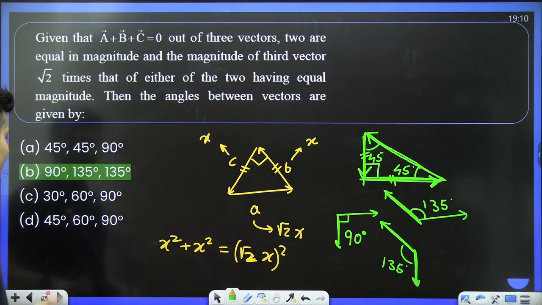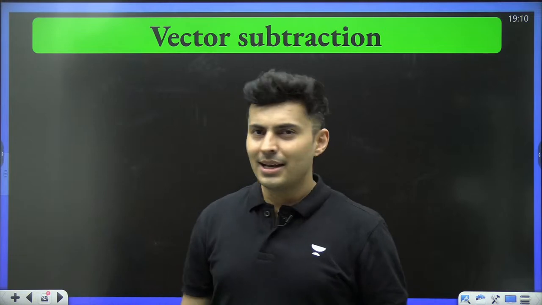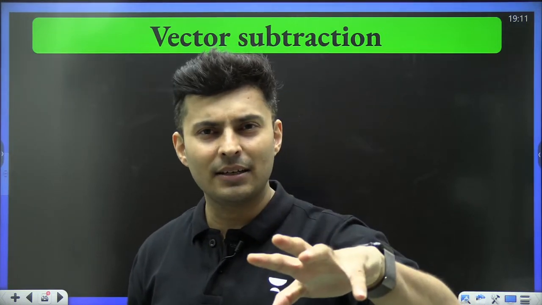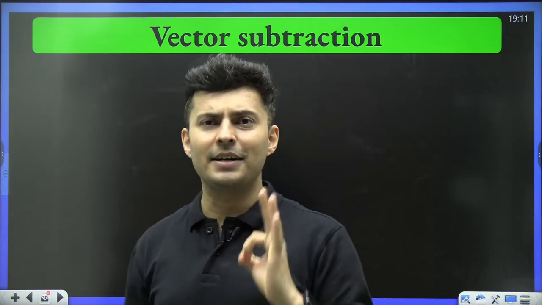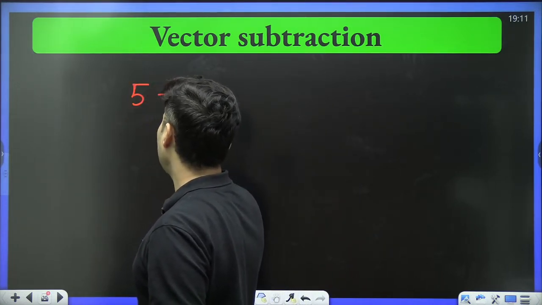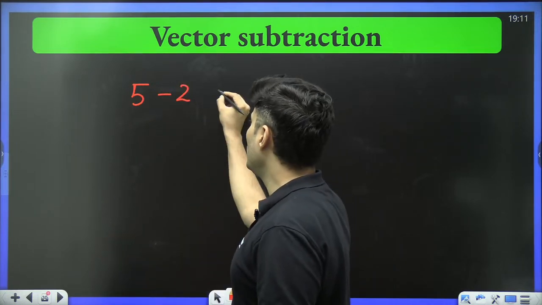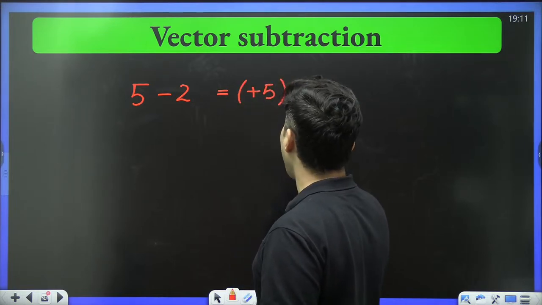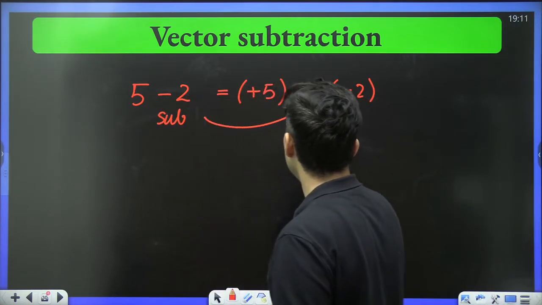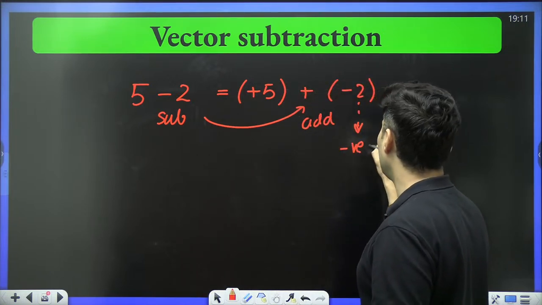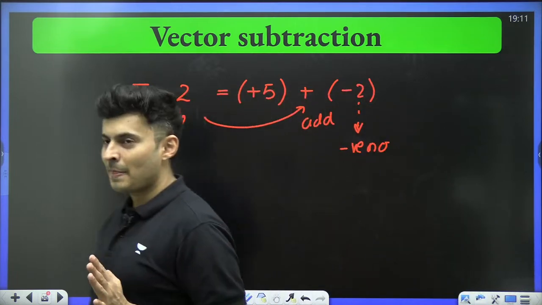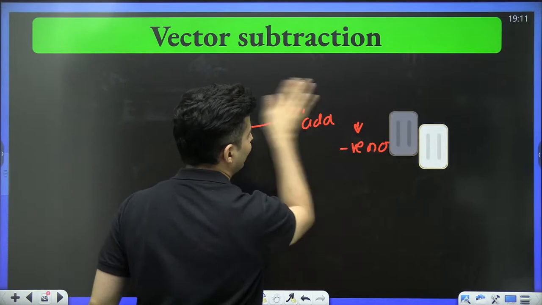Cool. So let's move ahead. Let's go ahead to vector subtraction. See guys, I did not know till I entered 4th or 6th standard that subtraction is addition only, but of negative numbers. When I say 5 minus 2, it means you take the number plus 5 and you add the number negative 2 to it. So subtraction is basically addition of a negative number. Is that making sense to you? That's all. Same logic, I will use it over here also for vectors.